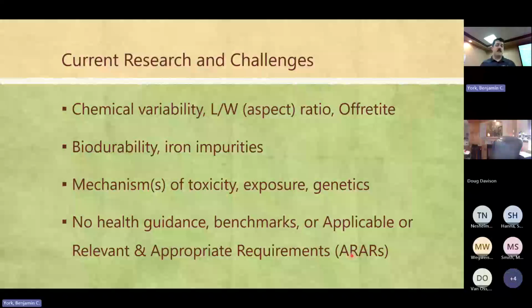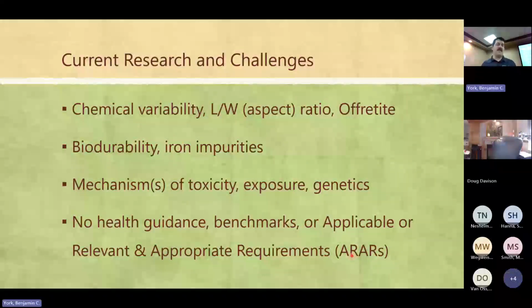And then you have iron impurities. The iron impurities are a research area, because we know that iron causes a lot of redox reactions with tissues. And so maybe it's the iron impurities that are found on a lot of Erionite samples that make it so deadly. An area of current research. So this all lays out the mechanisms of toxicity, the mechanisms of exposure, and then genetics. In these Turkish villages, one of the areas of study was maybe they have a genetic difference that makes them more susceptible to mesothelioma.